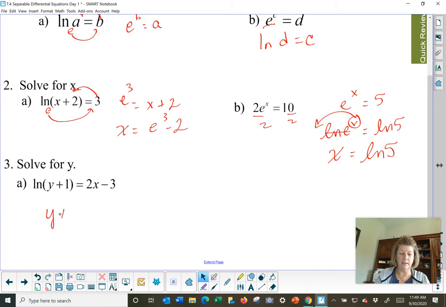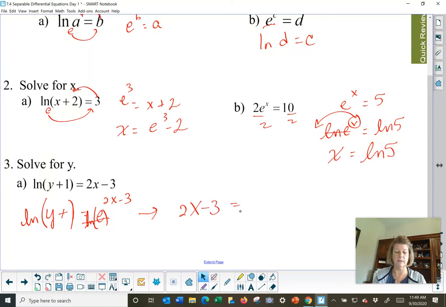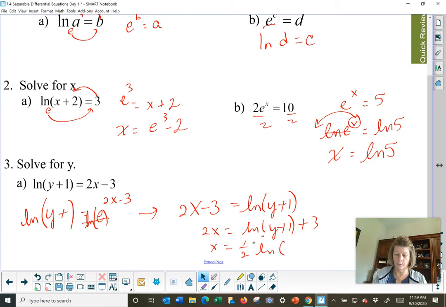Here we'd have y plus 1 equals e to the 2x minus 3. And I want to be able to get x out of that exponent position, so I would natural log both sides. That'll make that 1, and the power can come down. So I'd have 2x minus 3 equals natural log of y plus 1. Add 3, divide by 2, and we should be golden. I'm just going to say it's a 1/2 natural log. Oops, everything needs to be included in this so that it gets multiplied by 1/2.